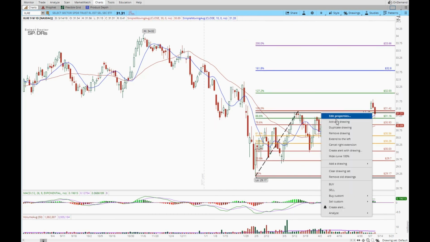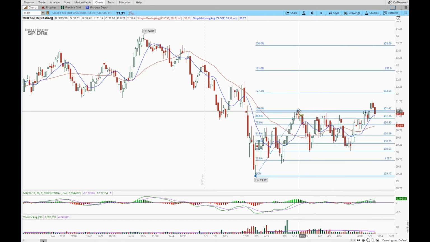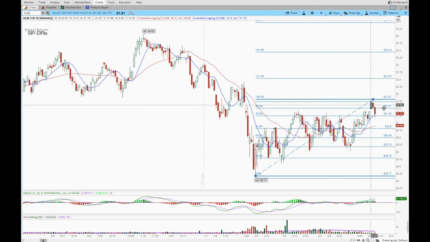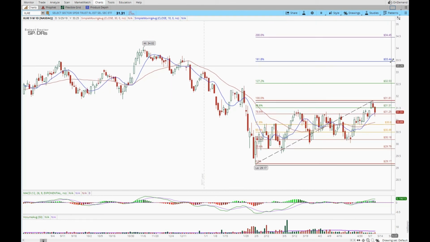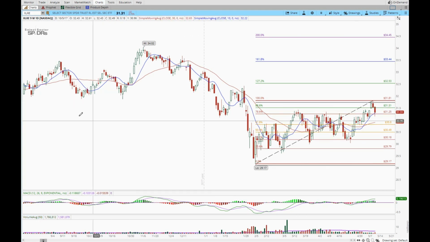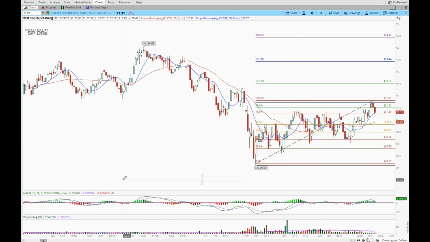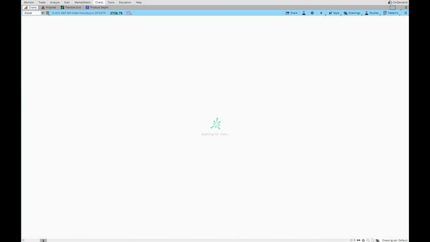Now, the other thing is that if we move this one here to this level here, we can see that the target on this one would be 34.53 as a primary, as a first target, and then a second target at 33.44. So those are the sectors, and I'm going to leave it there. We'll see what is going to happen tomorrow.